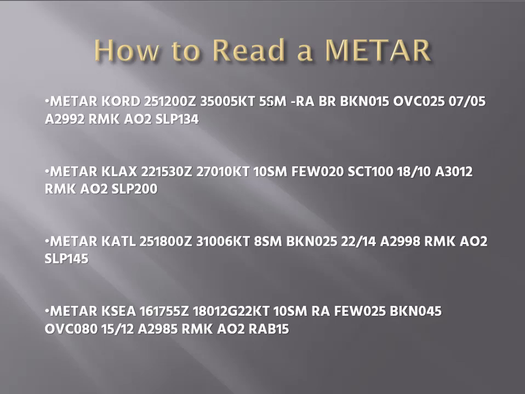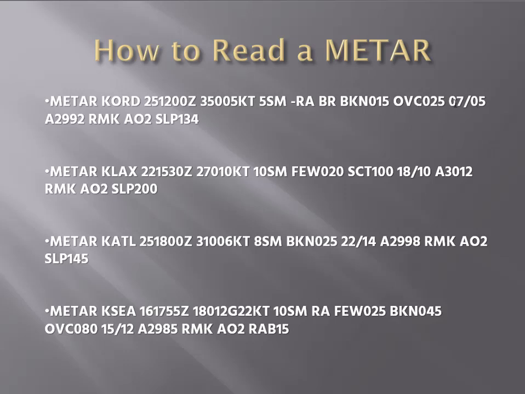Now, there was a little bit of restricted visibility, 5 statute miles. And what was the reason for that? Well, we had some light rain and fog in the area. And with that, we had a broken sky at 1,500 feet. So this would be MVFR conditions. And we also had overcast skies at 2,500 feet. So again, we have different levels of cloudiness, but both of these together would indicate some MVFR conditions.